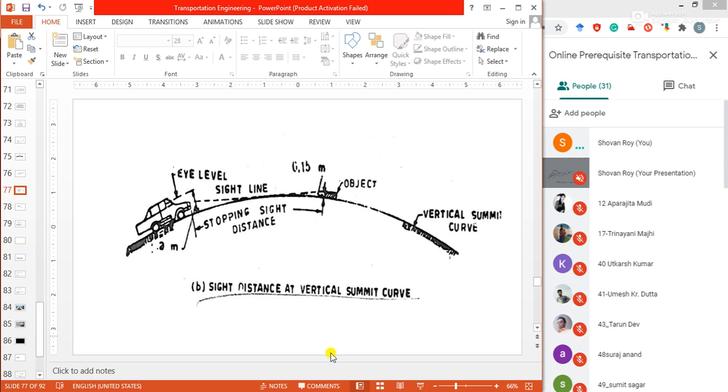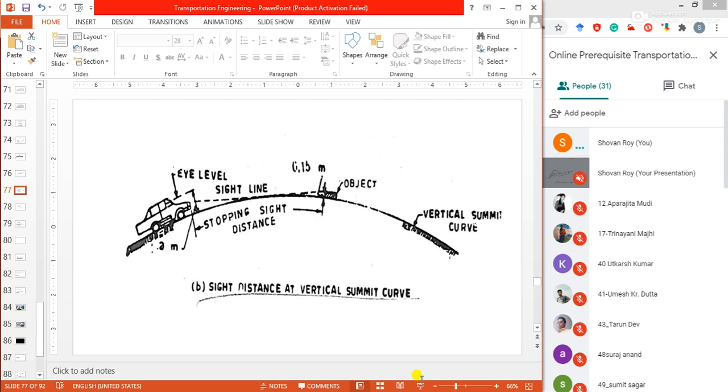Next, the features of the road ahead which affect the sight distance are the horizontal alignment and vertical profile of the road, the traffic condition and the position of obstruction. At vertical summit curves, the height of the driver's eye and the object above the road level are more important factors affecting the visibility. The height of an object to be considered for stopping a vehicle depends on what might be a source of danger to the moving vehicle.